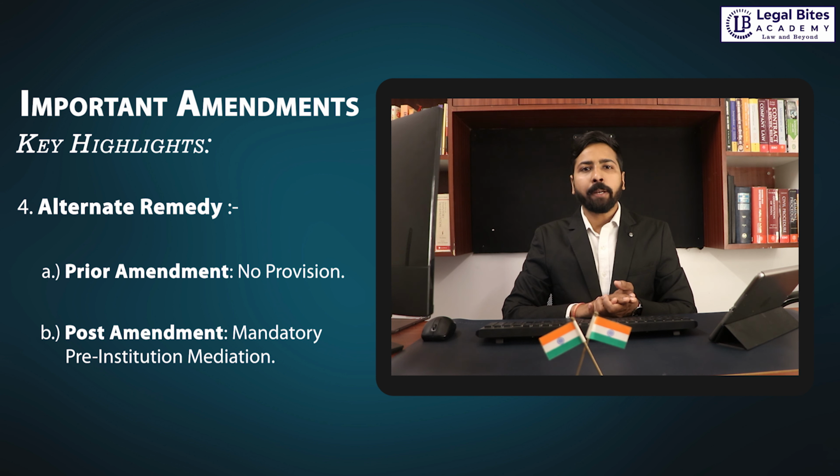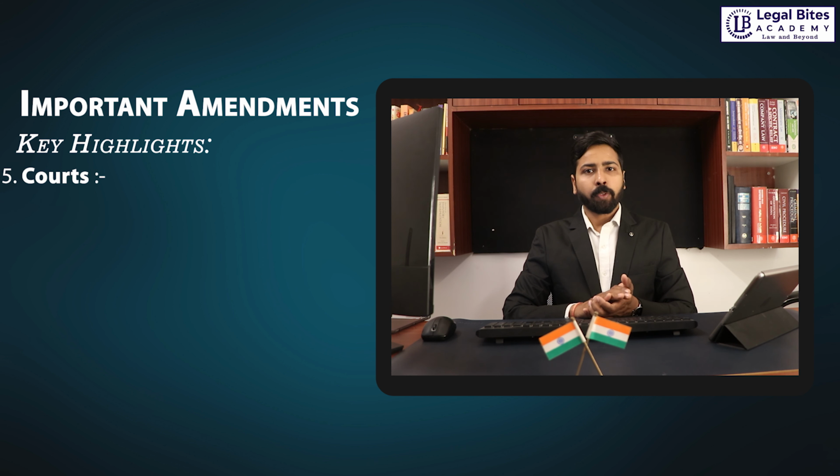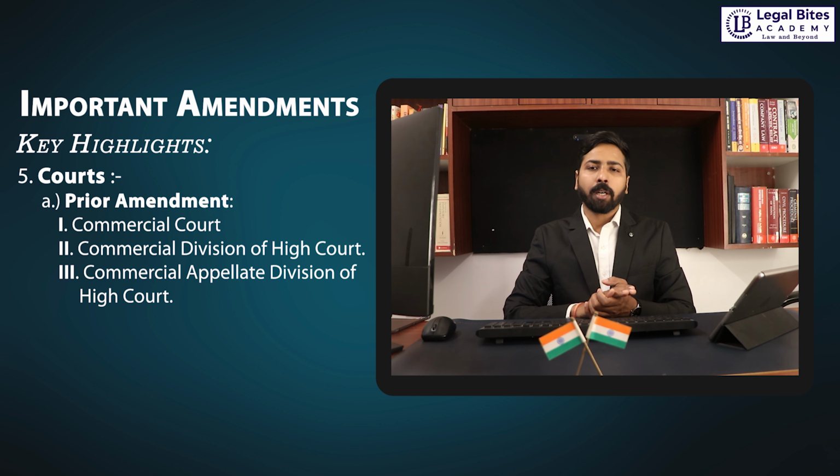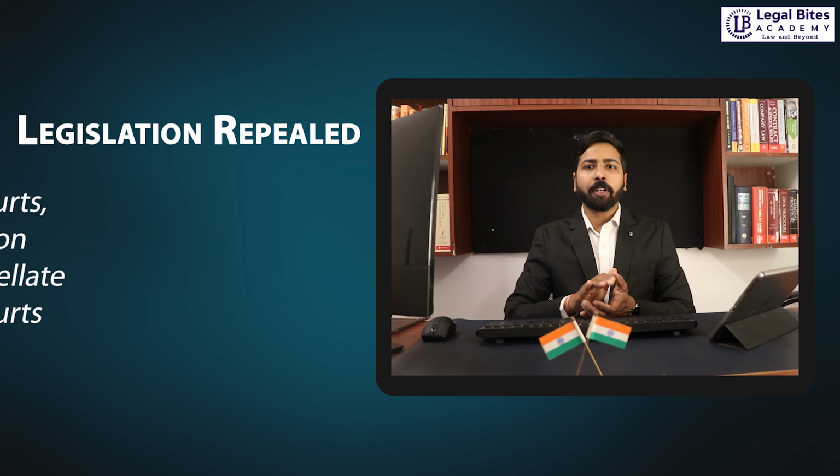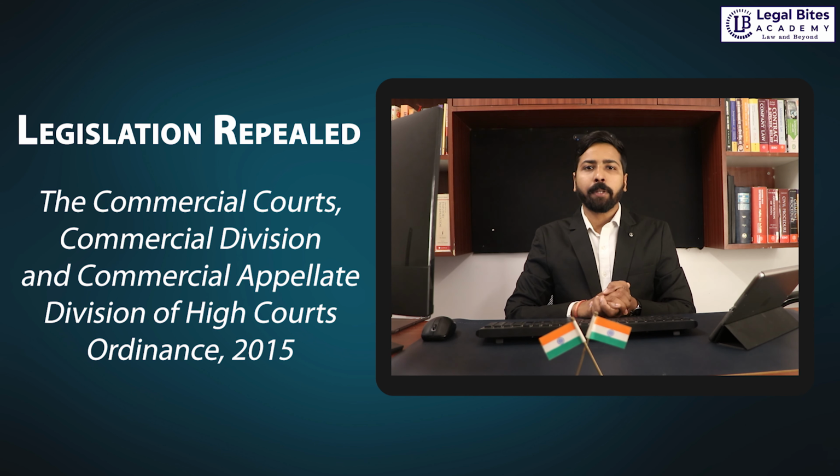The fifth major amendment was with regards to courts. Prior to the amendment, there were 3 courts: commercial courts, commercial division of High Court, and commercial appellate division of High Court. After the amendment, in addition to the above, the commercial appellate court headed by the district judge has been added. The other important thing to note is that this act has repealed the Commercial Courts, Commercial Division and Commercial Appellate Division of High Courts Ordinance 2015. With this, we are done with the understanding and revision of the Commercial Courts Act 2015.